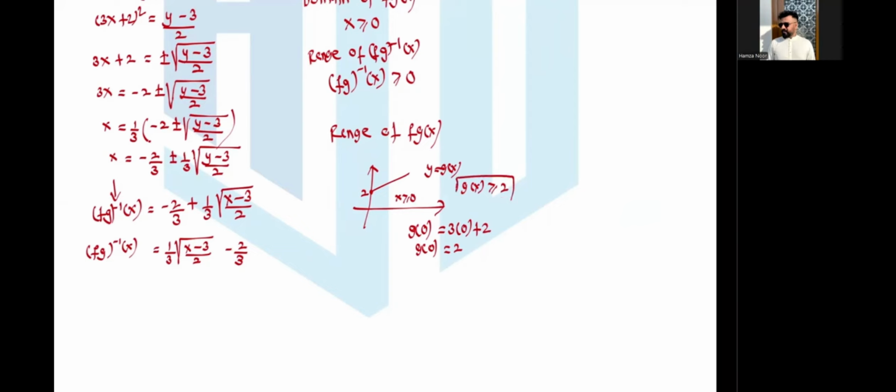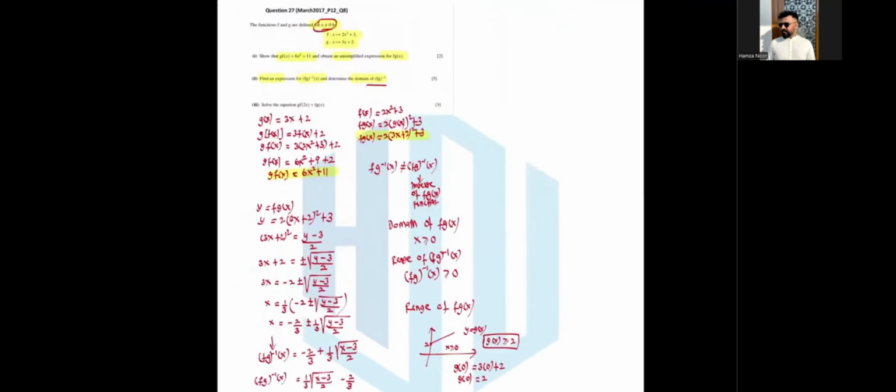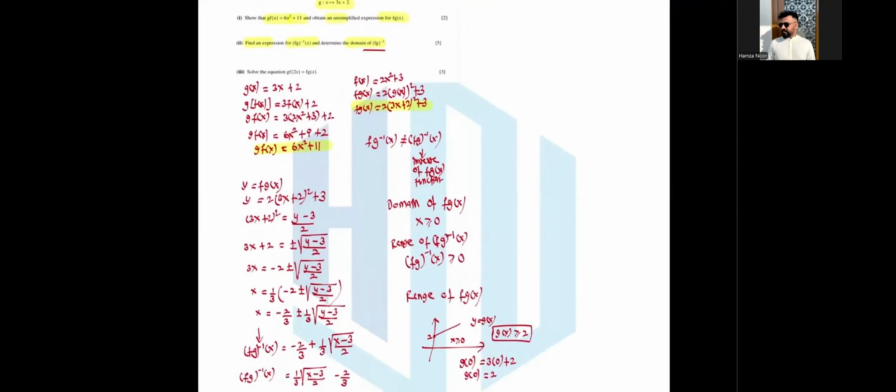Now this will become the domain of f(x), the domain of the outer function, because in order to make sure that the composite function f(g(x)) exists, the range of g must be contained within the domain of f. What we know is that the f(x) function over here is 2x squared plus 3.